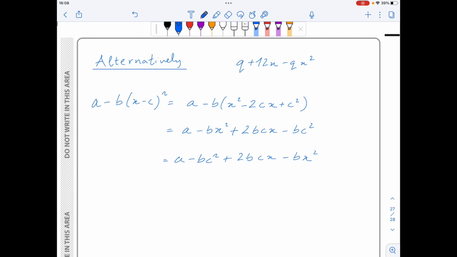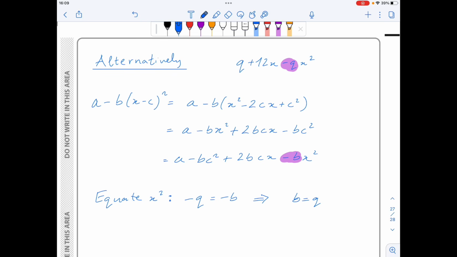I'll start by equating coefficients of x squared. In the original expression, I've got a minus q. In the final expression, I have a minus b. So minus q equals minus b, which means that b is equal to q.